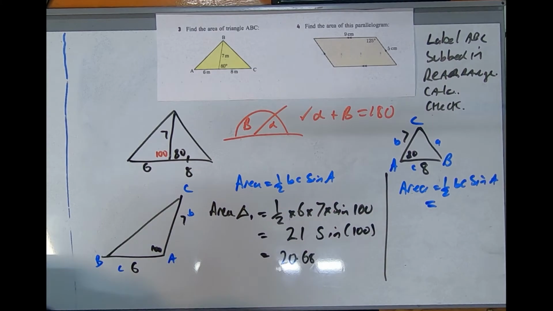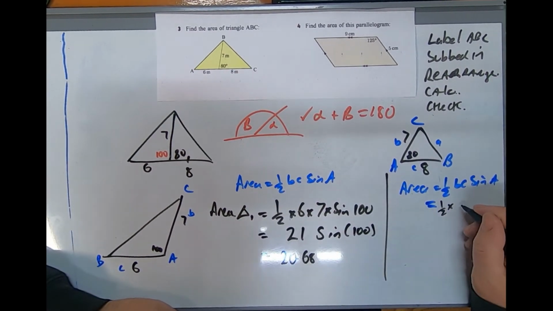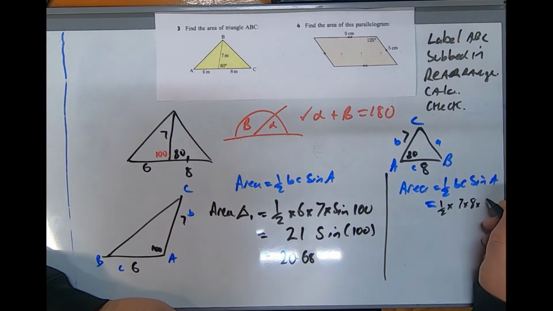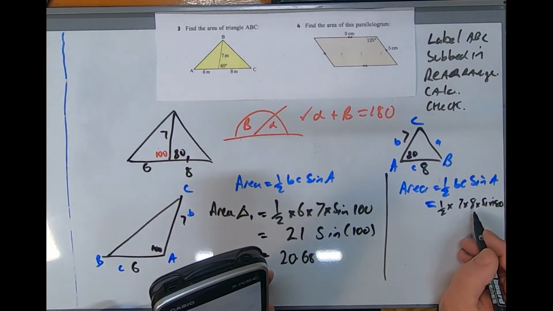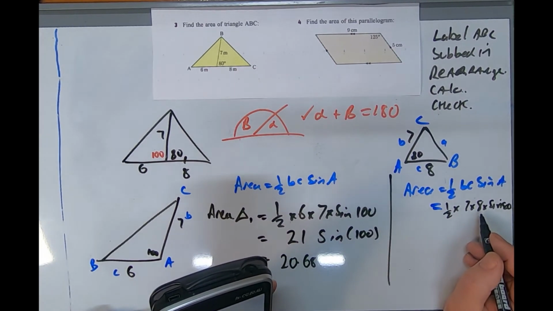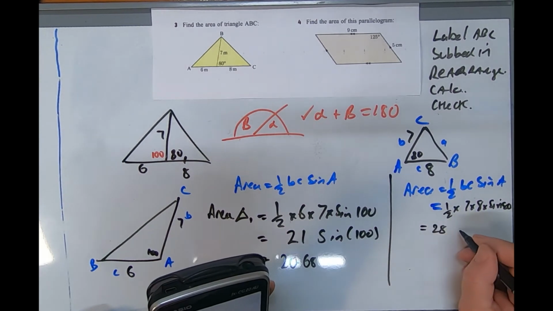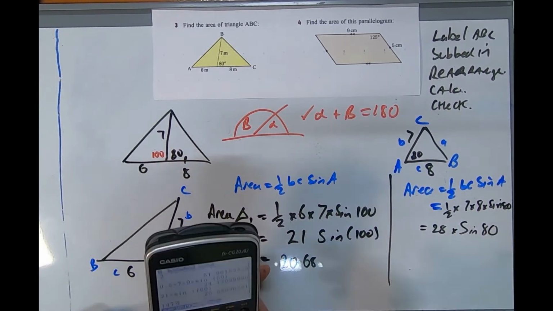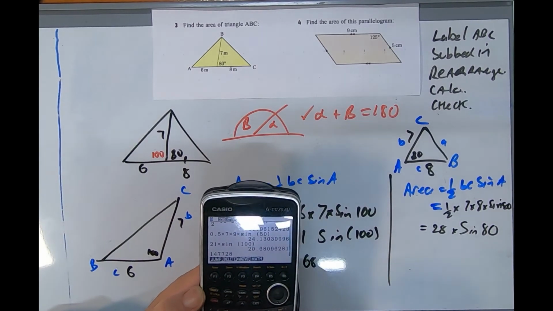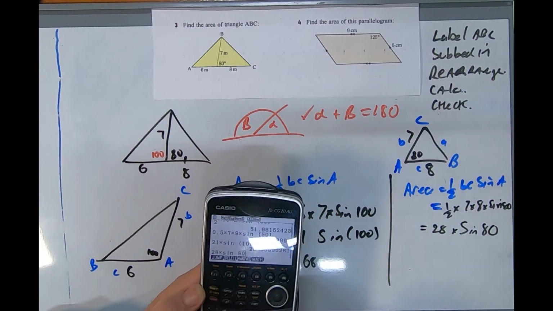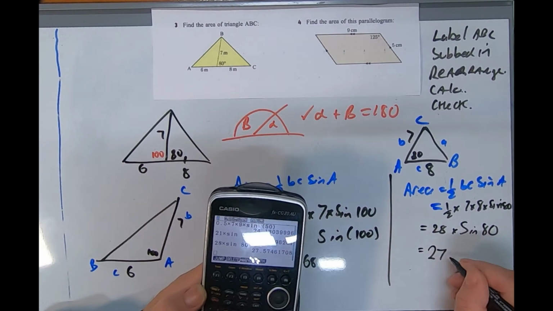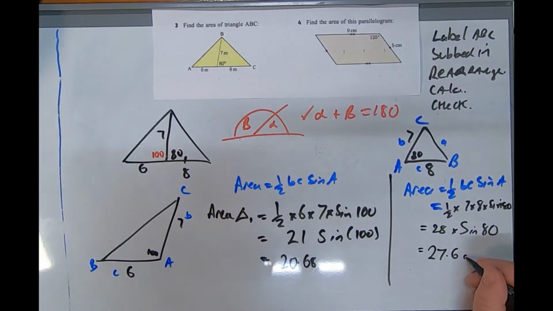Let's get a better texter. Here we are. 1/2 times 7 times 8 times sin 80. Okay, 7 times 8 is 56, divided by 2 is 28. It was 28 times sin 80. On the calculator, 28 times sin 80 gives 27.6 meters squared.